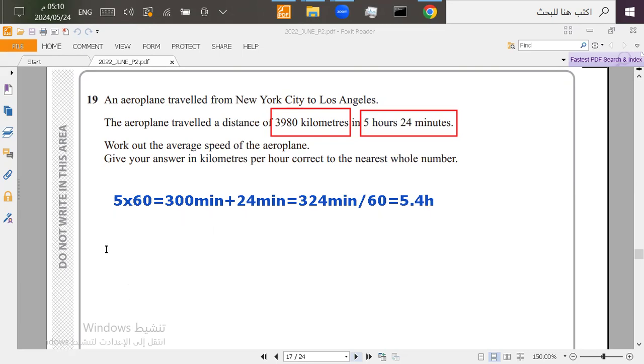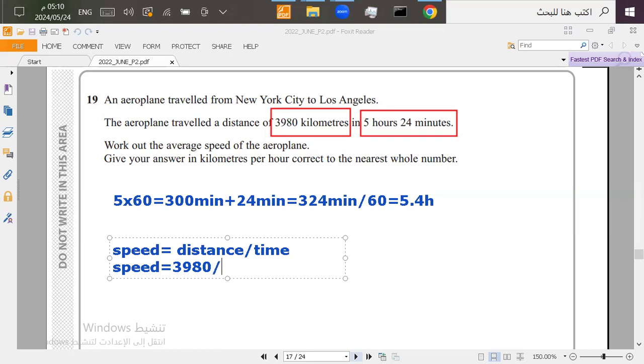Now I'm going to use the rule of speed. Speed equals distance over time. Speed equals distance divided by time. So speed equals the distance, which is 3,980 kilometers, divided by the time, which is 5.4. Now I'm going to divide them with a calculator to get the speed. So 3,980 divided by 5.4, and the answer is 737.03. And they need the answer to be correct to the nearest whole number, which is 737. So the answer is 737.